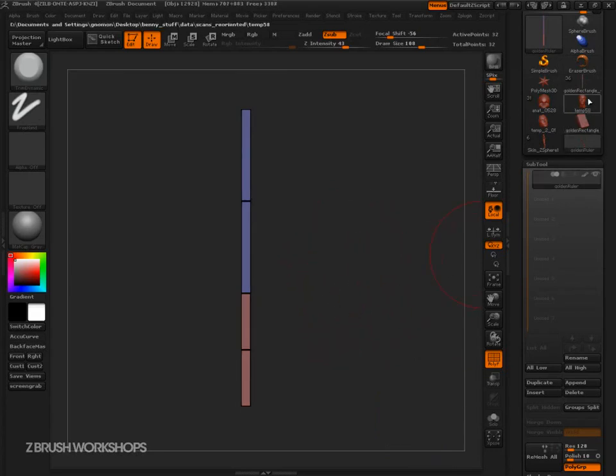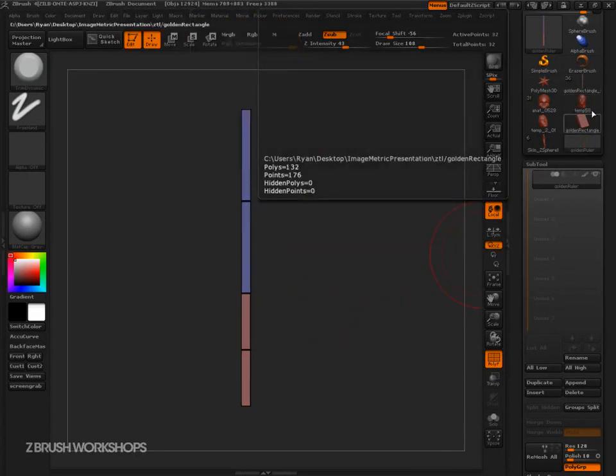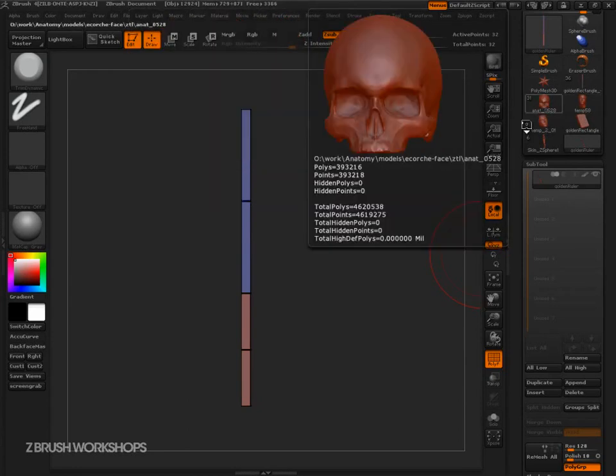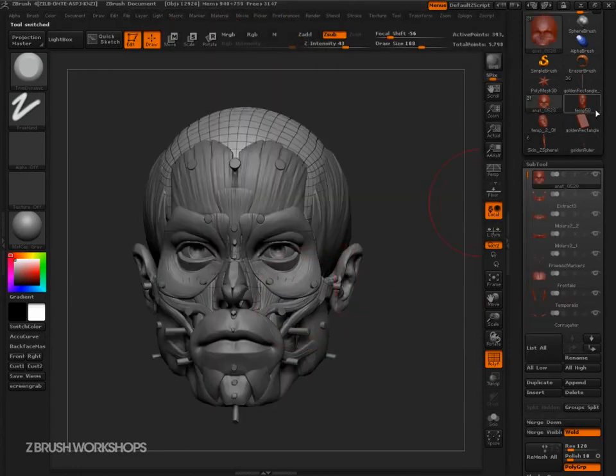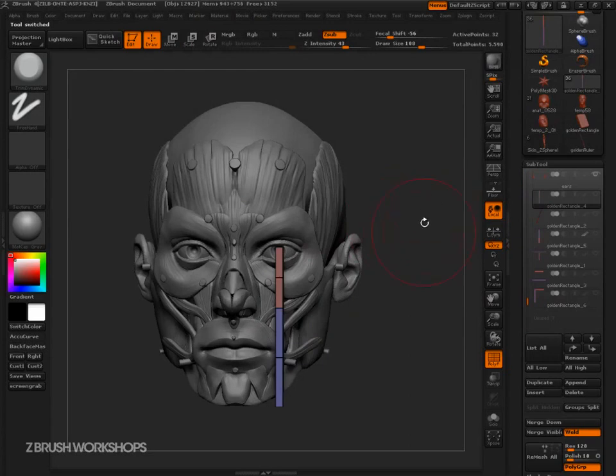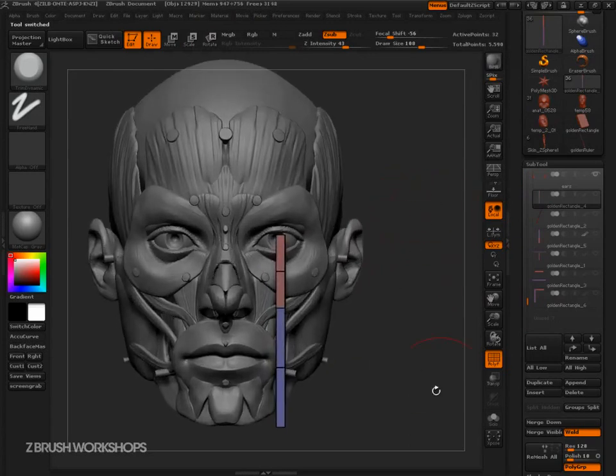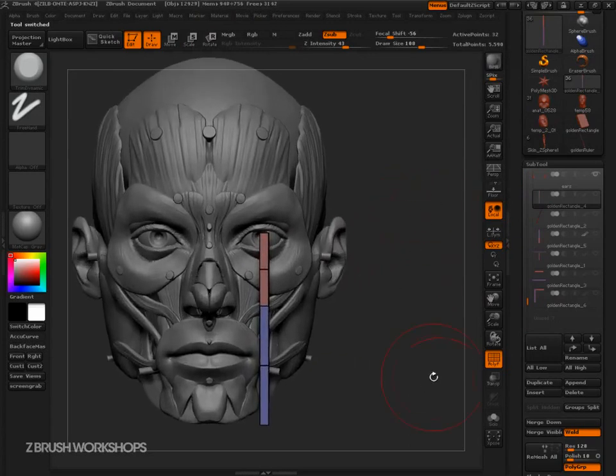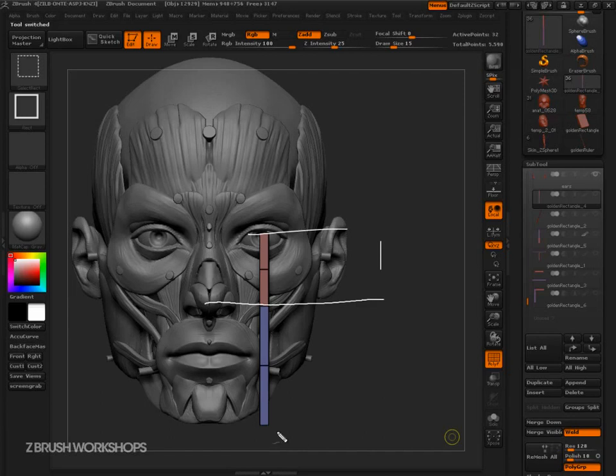So now let's go back and take a look at our model here. There's a couple of important ratios that we're going to learn to hit right off the bat. One of them is the distance from the pupil to the tip of the nose. We're going to assume that that's 1, and then the bottom of the chin becomes 1.618.